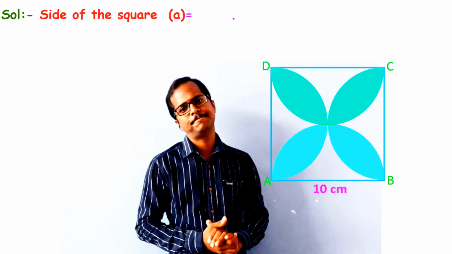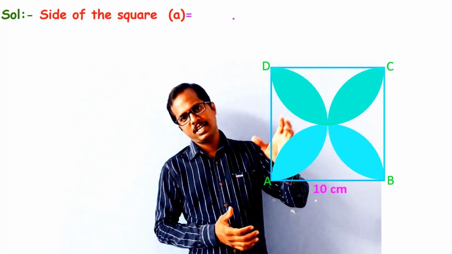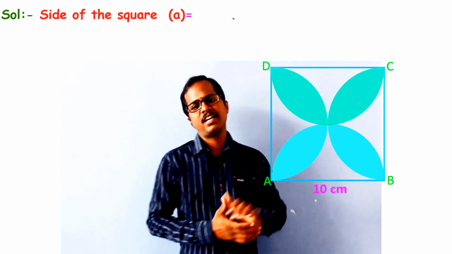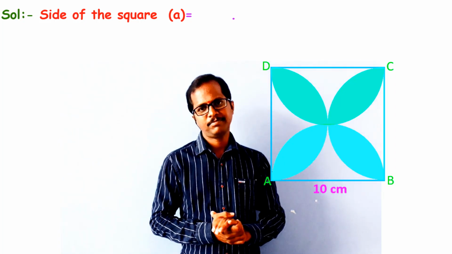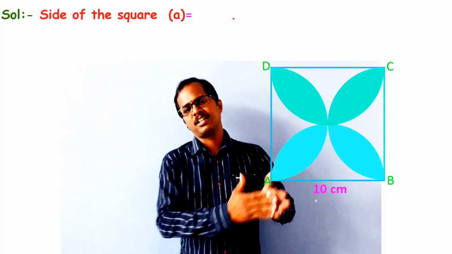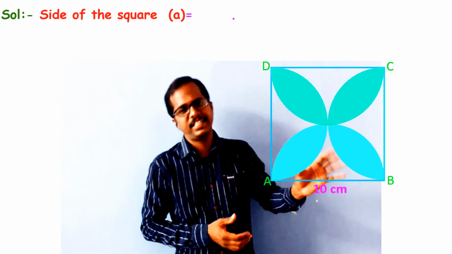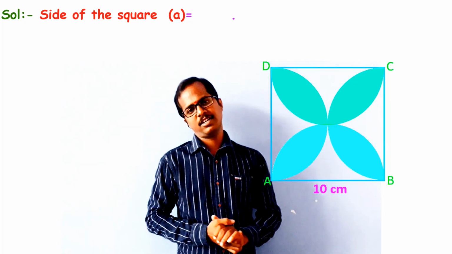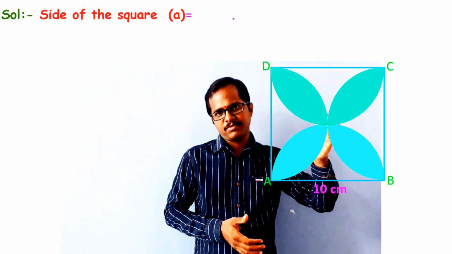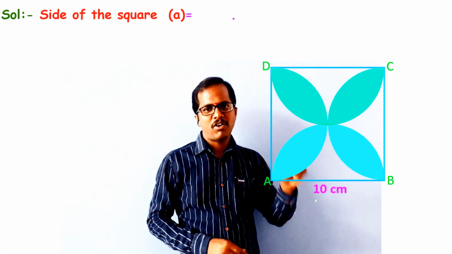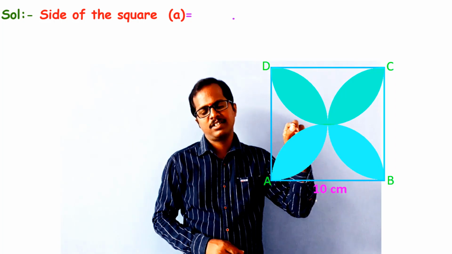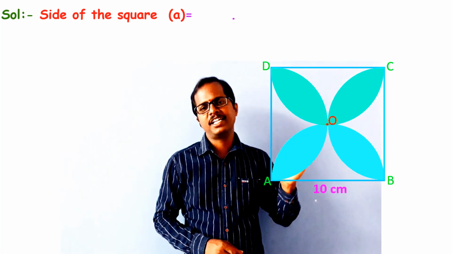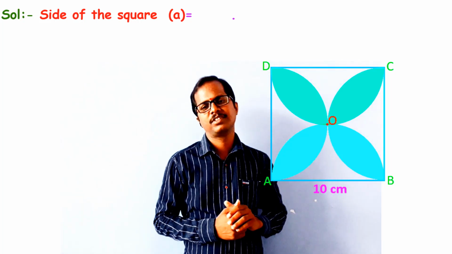Is there any other way? Can we think of one more method to find the area of this shaded region? Yes, there are different ways to find this shaded region. Let us see one of the ways first. If you observe this figure, all these 4 shaded parts are meeting at a point. Let us assume this point as O, so that we can identify all the 4 semicircles in this figure.